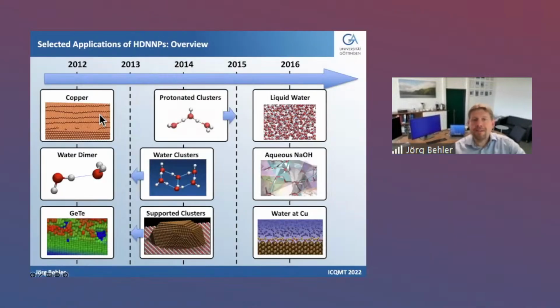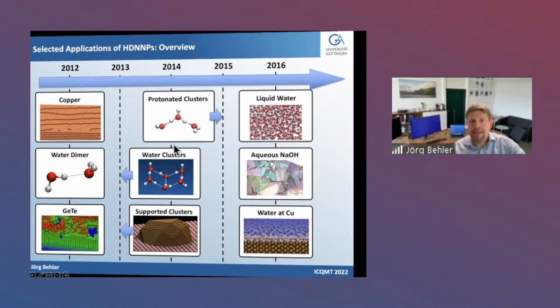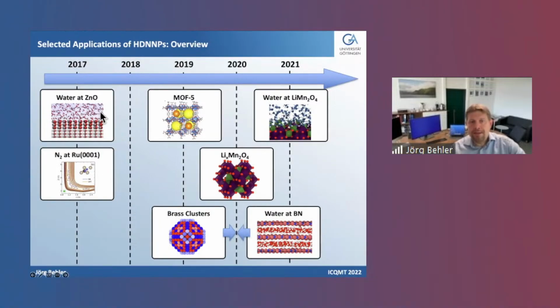And then we extended this to surfaces and also to molecular systems like water clusters, protonated water clusters, supported structures at surfaces, and then liquid water, electrolytes, and interfacial water for solid-liquid interfaces, first at metals and then also oxides, surface dynamics, hybrid materials like metal-organic frameworks, and alloy clusters, confined water, and then also lithium manganese oxide as an important lithium intercalation compound in cathode materials of lithium-ion batteries.